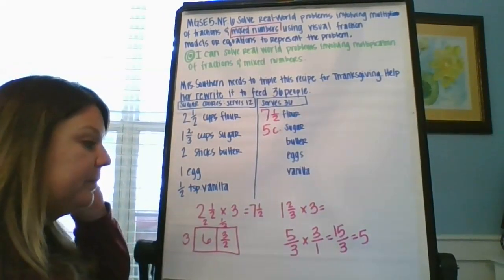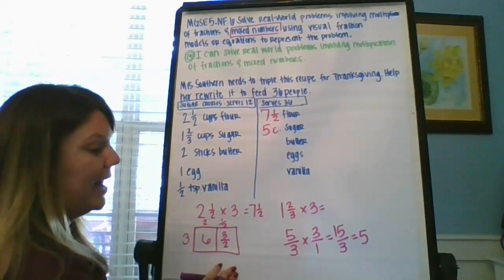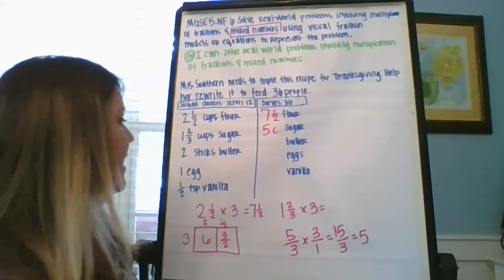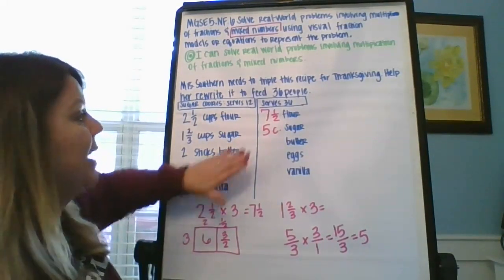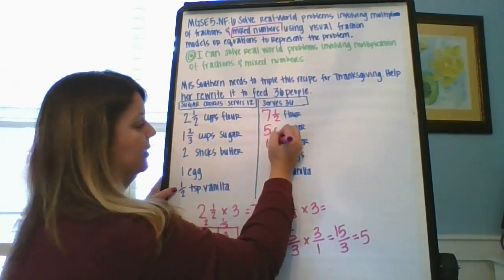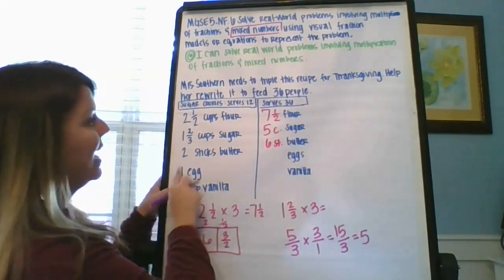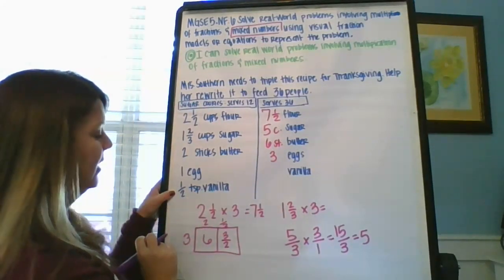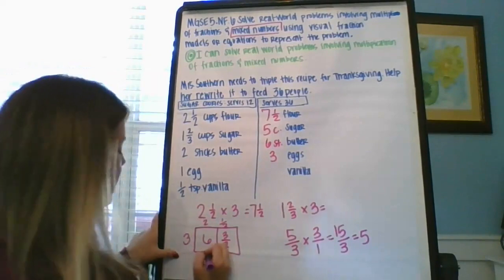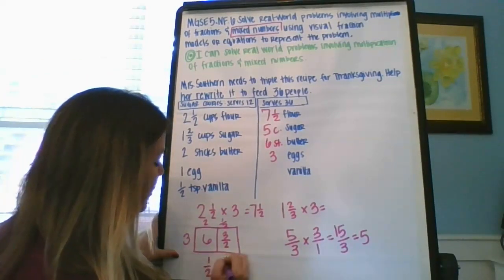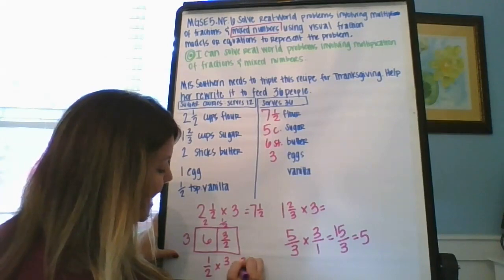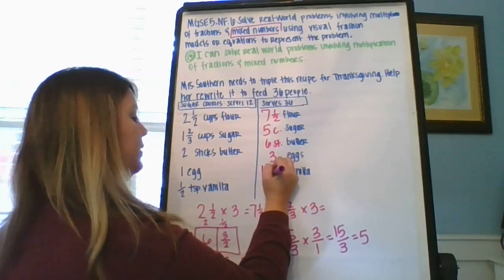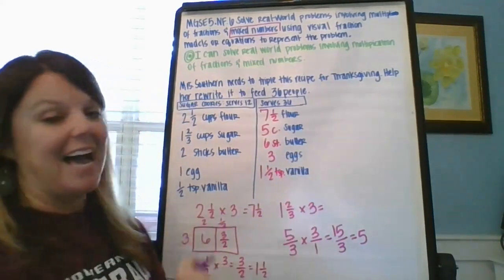All right. So option number 1 is the box. Option number 2 is to convert them. I'm going to show you why that's necessary in just a second. So I can easily do 2 sticks of butter times 3 is 6 sticks of butter. And 1 egg times 3 is 3 eggs. And then half a teaspoon of vanilla times 3 equals 3 halves, which equals 1.5 teaspoons. And our task is done.